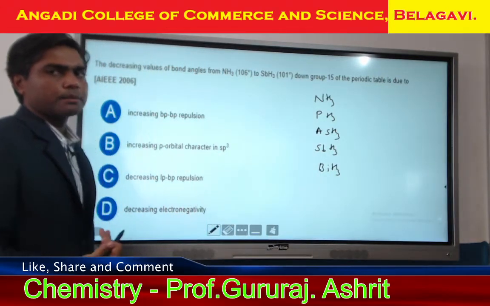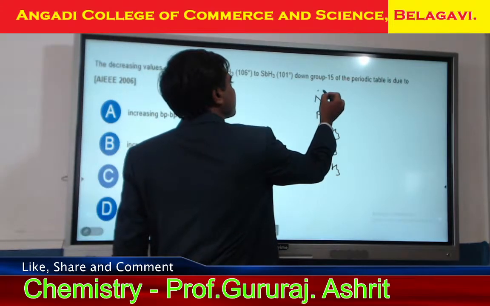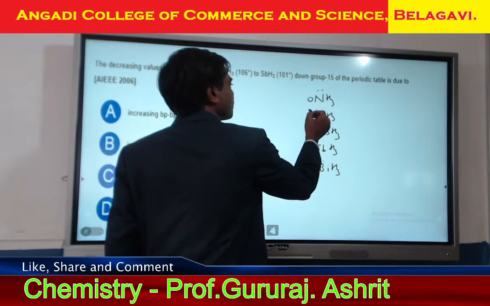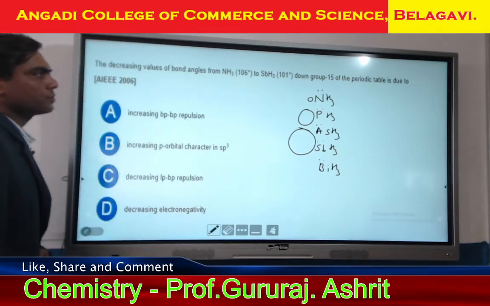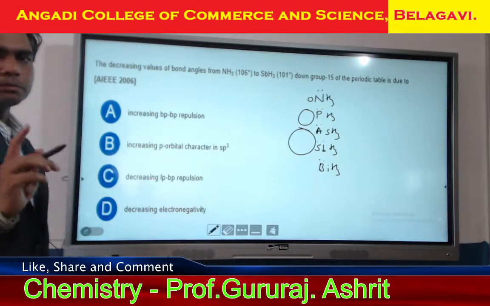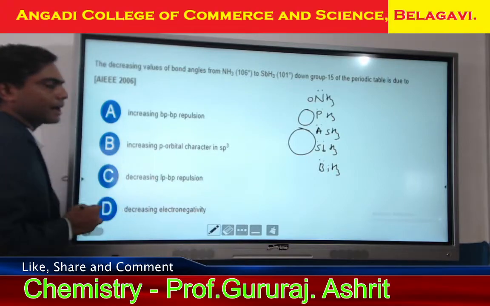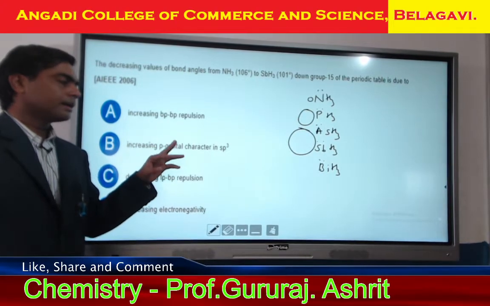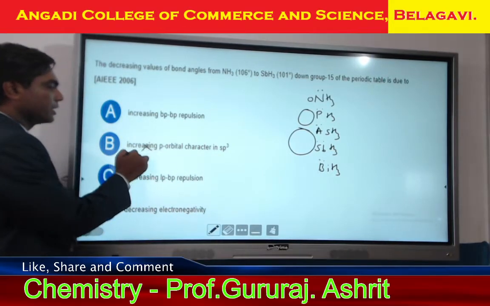Down the group, what happens? Bond angle goes on decreasing. N has a lone pair, P also has a lone pair, like that. But the size of the atom goes on increasing. These are all the reasons. Based on that, increasing BP repulsion, bond pair repulsion, increasing p orbital character in sp3: the s orbital and p orbital character increase or decrease will not make the angle change. This option is already wrong.